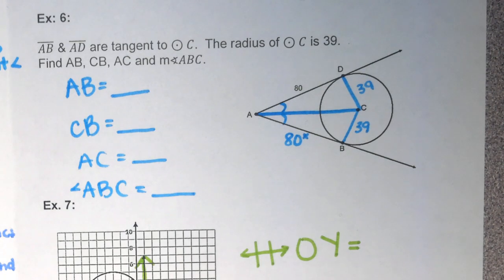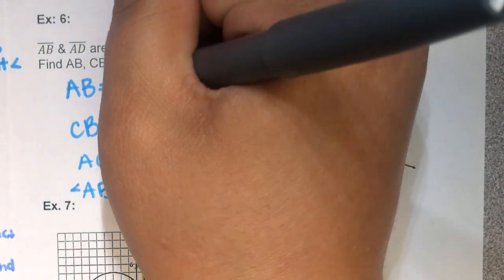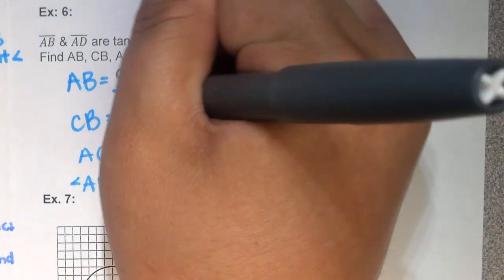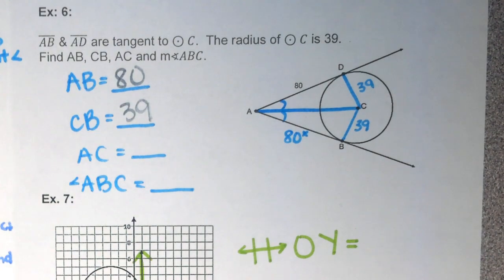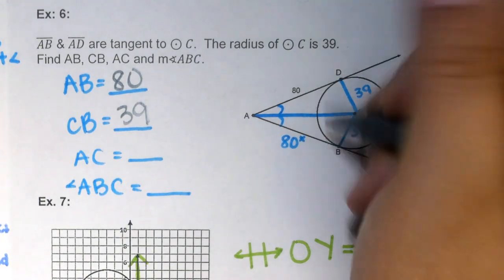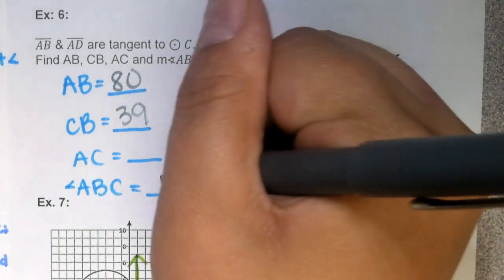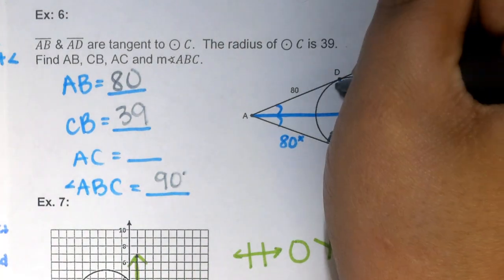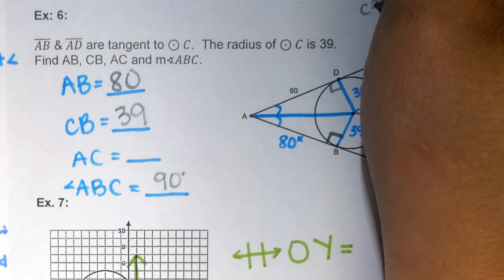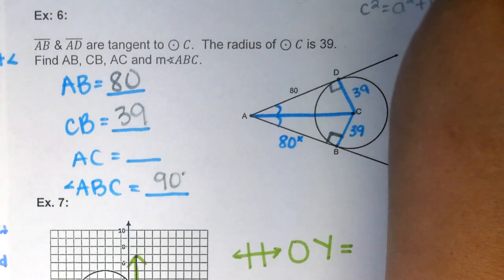Look up real quick. AB. What's AB? 80. We have no units, right? Okay. CB. What's CB? 39. How do I find AC? Why can I do Pythagorean theorem? Right now, my picture does not tell me I can do it. Because ABC is 90 degrees. Then it bisects. So because it's 90 degrees, I can do Pythagorean theorem. C squared equals A squared plus B squared.